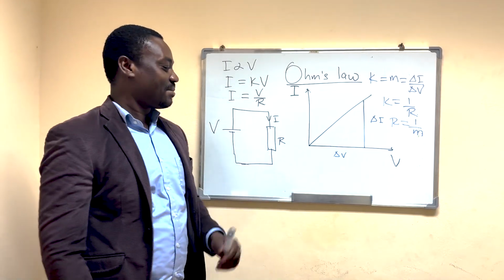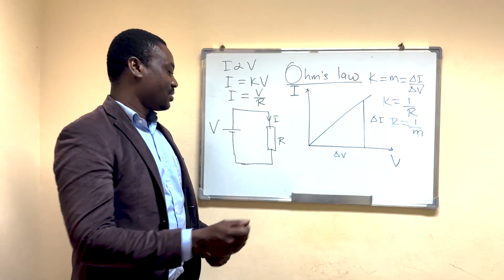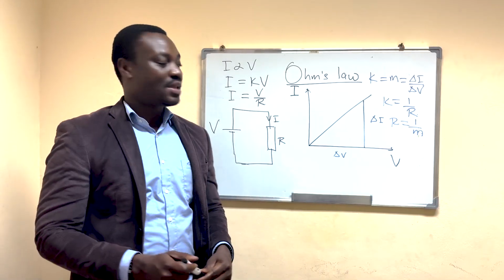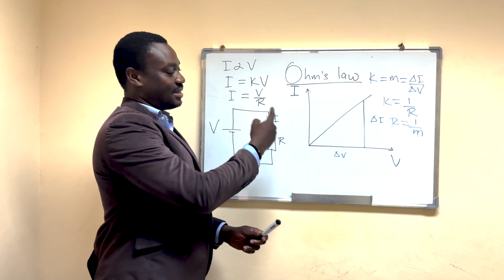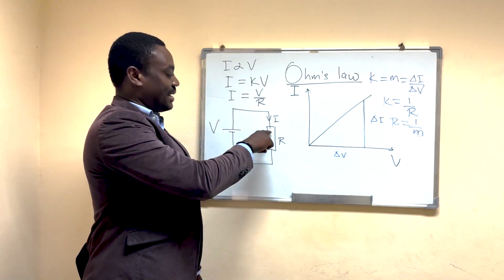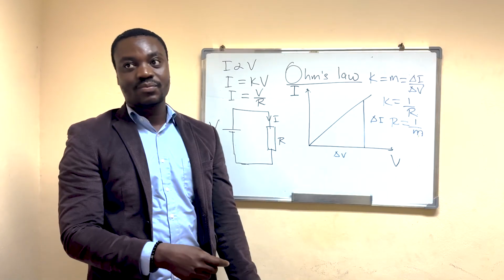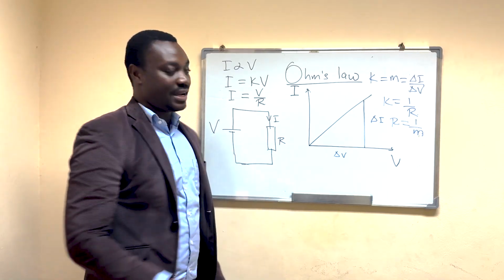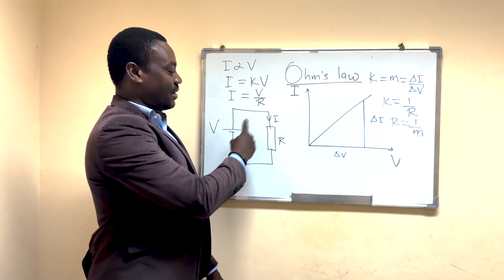So we can think of the voltage supply as being a battery. So we have a battery here. Then you connect it to a resistor. A resistor here is simply a light bulb. So if I connect a light bulb to a voltage source, the light bulb is going to light up. That indicates the flow of current.